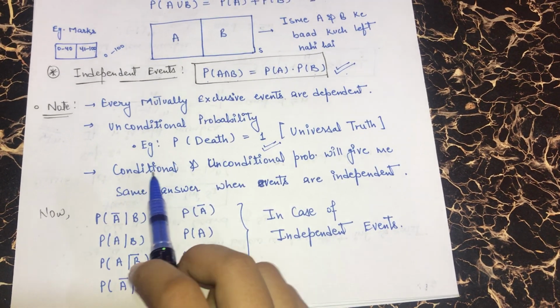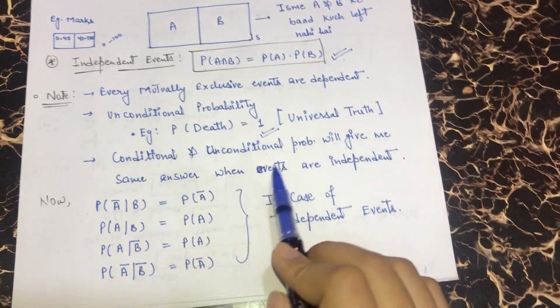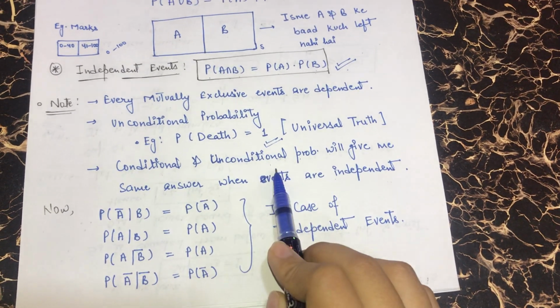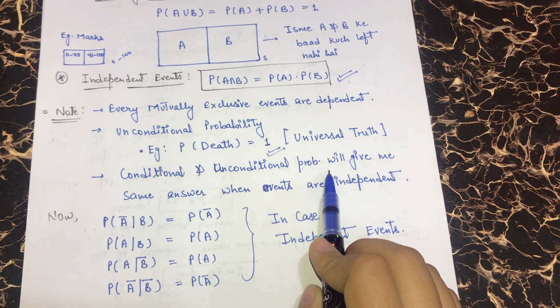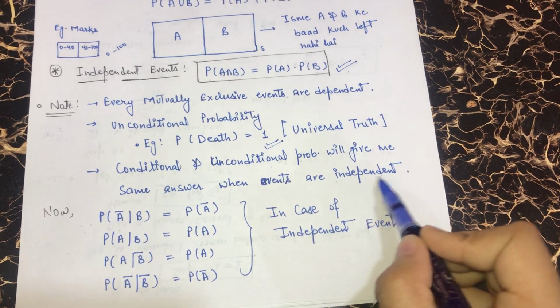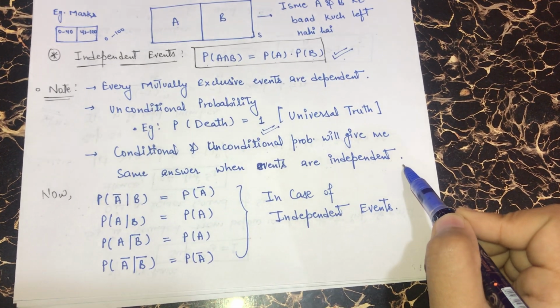Thirdly, we have the point that conditional and unconditional probability will give me the same answer when events are independent. For both the probabilities, the answer will be the same when the events are independent. So please make a note of all these things.